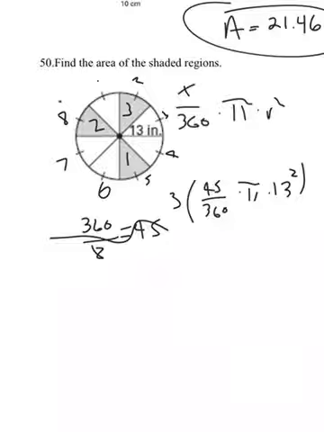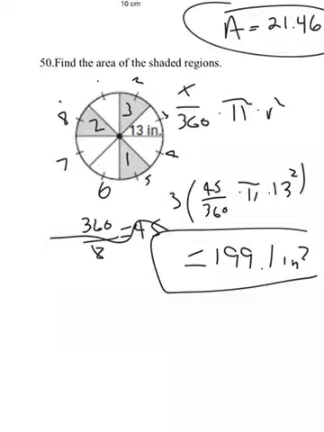Seems easier if you have a nice calculator. Anyways, 45 divided by 360 times pi times 13 squared is approximately 66.4, but there's 3 of them. So in the end, that comes out to 199.09 or 0.1 inches squared.